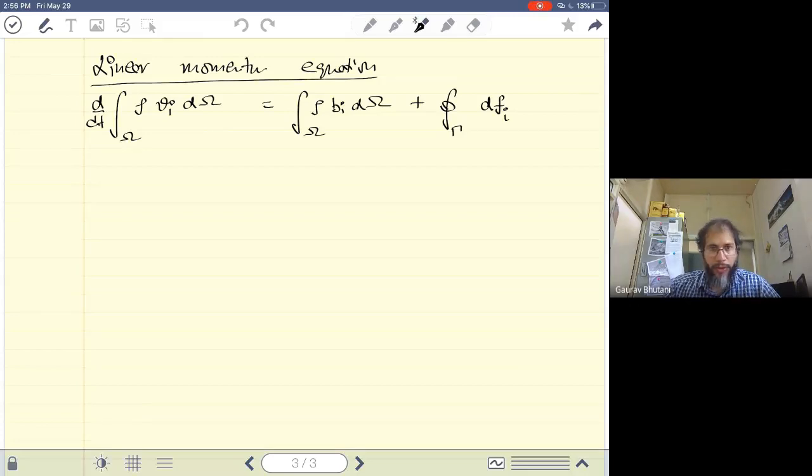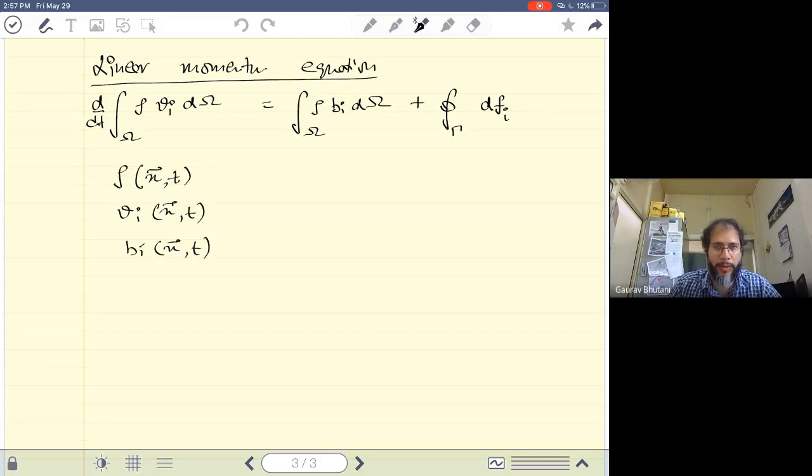So what we can do now is, since we are trying to write the equations in the material form, we will transform everything to the material or the reference coordinate system. So this rho that I've written earlier, let's clarify. Rho is a function of small x and t, vi is a function of small x and t, bi is a function of small x and t. So they're all Eulerian descriptions.